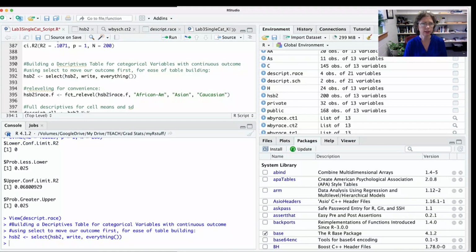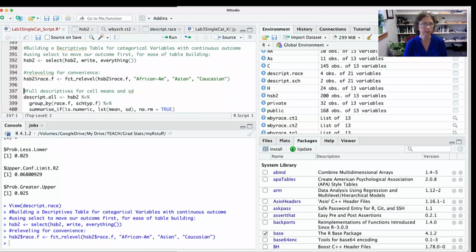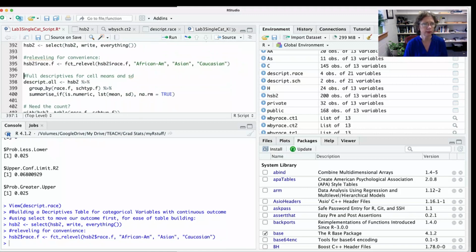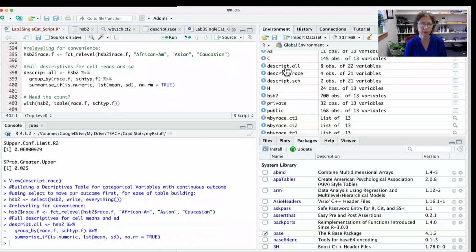And then because we put things in so many different orders, I'm going to go ahead and re-level, not so that I can run a contrast, but so that I have them in alphabetical order. And then I'm going to call for a new descript table, and I'm going to have the race and the school type in there so that I have the mean and standard deviation for writing on both of those. Let's take a look at that.